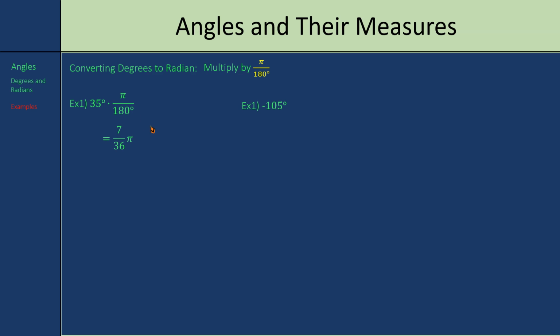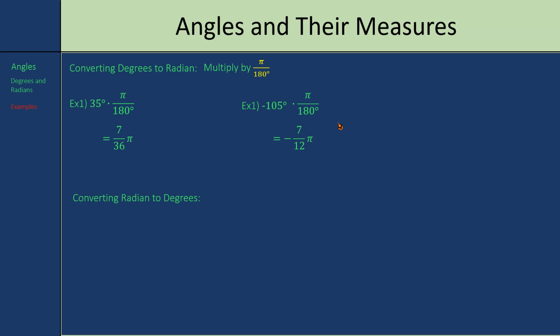Easy enough. Here's another, negative 105 degrees. Multiply by pi over 180. You have to be able to cancel out the degrees, so degree cancels with degree. 105 over 180, simplify that, you get negative 7 over 12 pi.